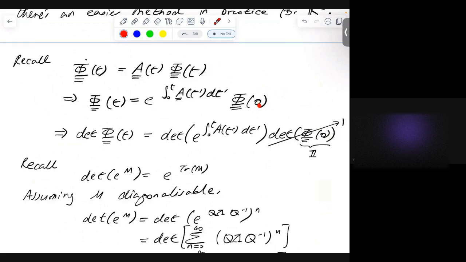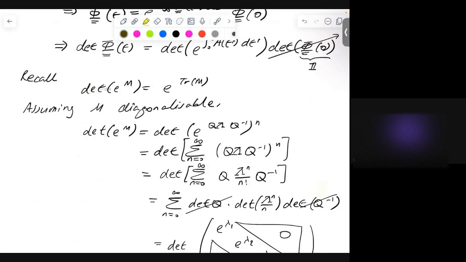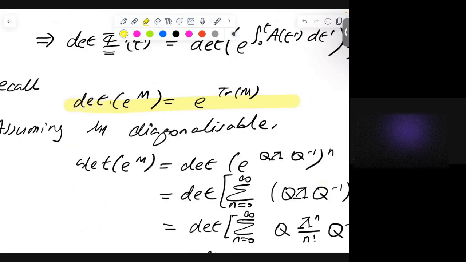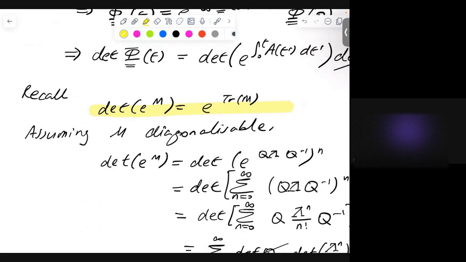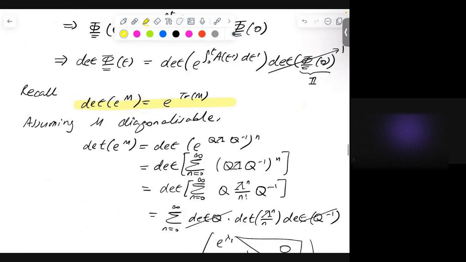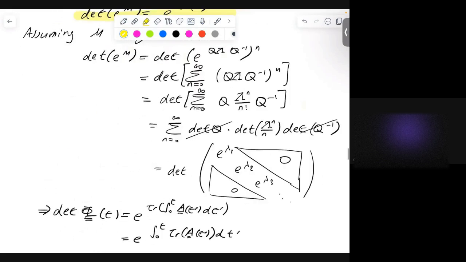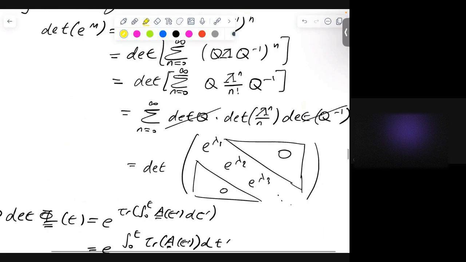We're going to take the general solution of the ODE, and then we'll take the determinant of both sides. There's this property that it says recall, but honestly, I didn't recall it. It's a cool property about the determinant of e to a matrix being e to the trace of the matrix. If we assume that this matrix M is diagonalizable, then we can do this simplification. And it turns out that we get the determinant of this diagonal matrix, which is simply the product of e to the eigenvalues.